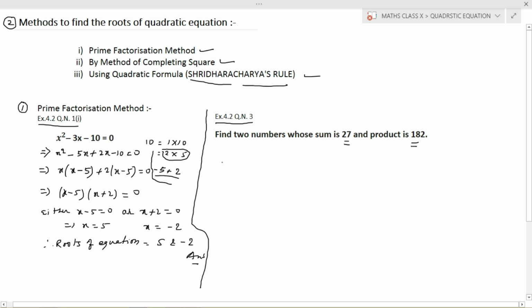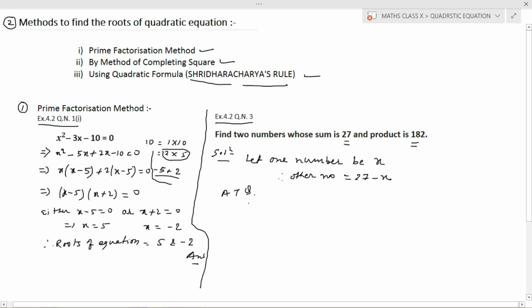The first step is to let the unknown term be x. There are two numbers. Solution: let one number be x, and the sum of the two numbers is 27. One number is x, therefore the other number will be such that the sum is 27. So the other number is 27 minus x.